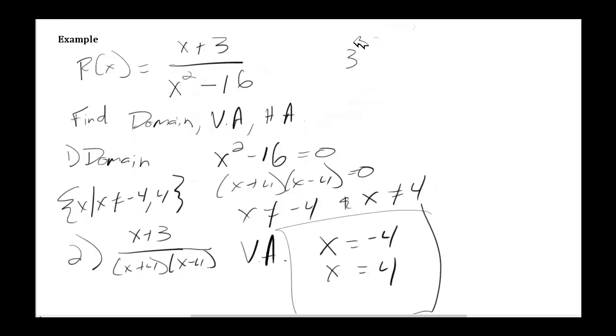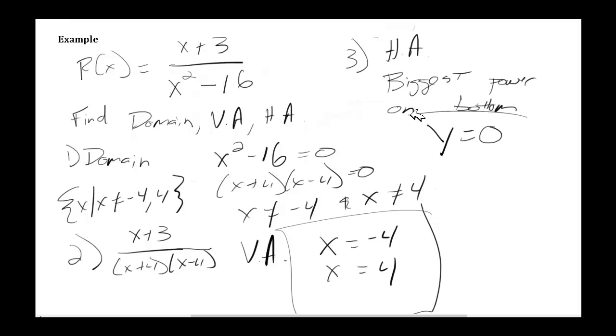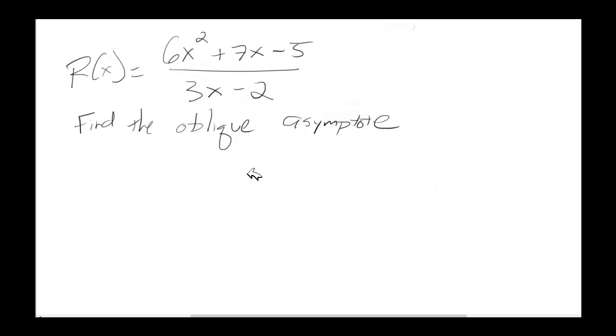And third, the horizontal asymptote. So here the biggest power is on the bottom. Whenever the biggest power is on the bottom, you automatically have a horizontal asymptote at 0. Okay, let's take a look at one more. Okay, let's look at this one.